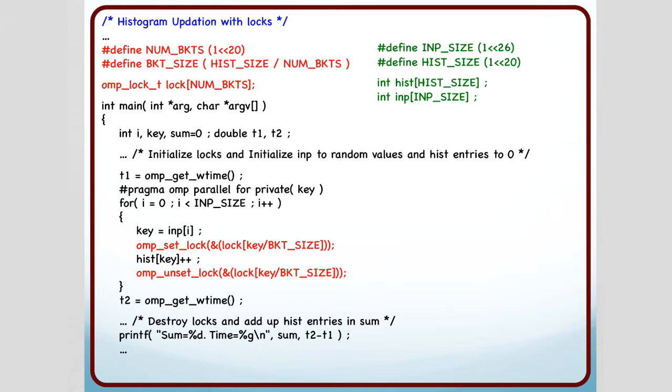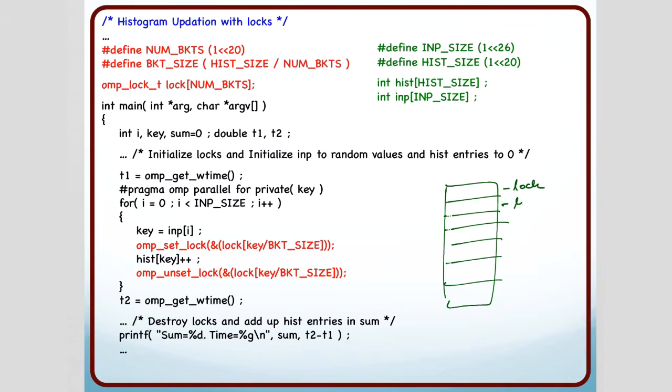Currently what have I done? So this is my histogram, these are the entries of the histogram. I associated a lock with the first entry, a lock with the second entry, a lock with the third entry, and so on, right? I have a lock with each and every entry. But an alternative that I could have done is I could have just taken a block of entries and associated a lock with that.